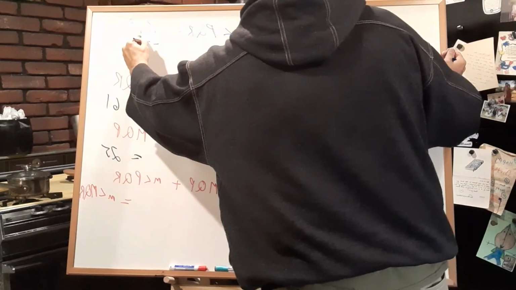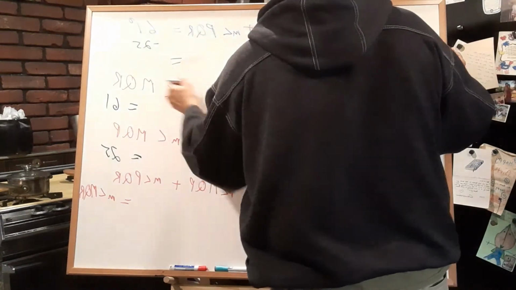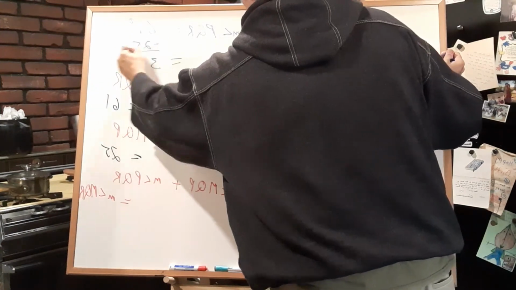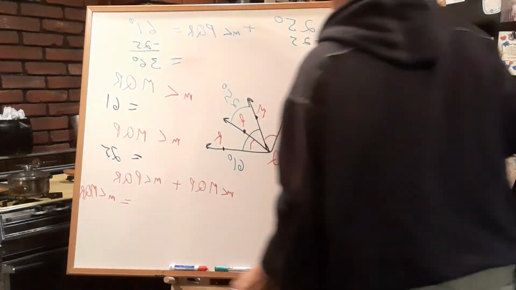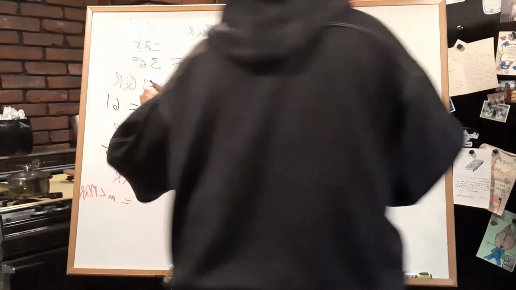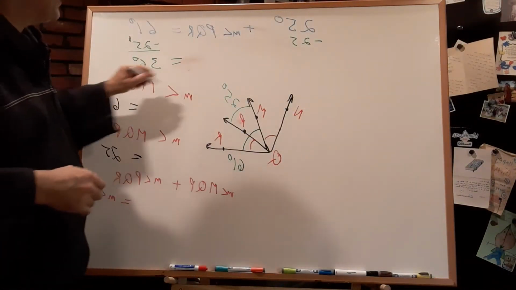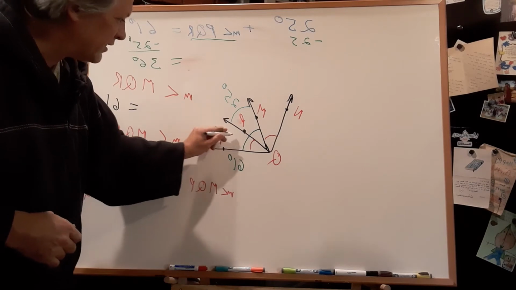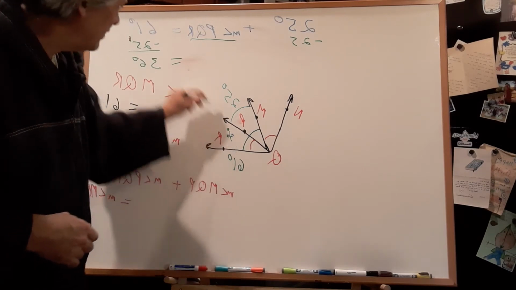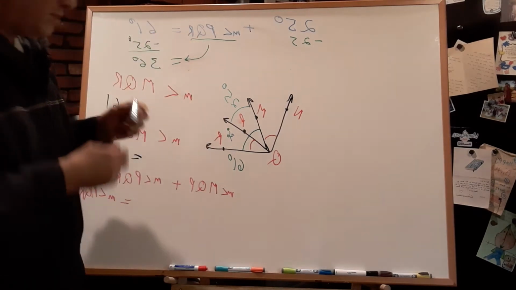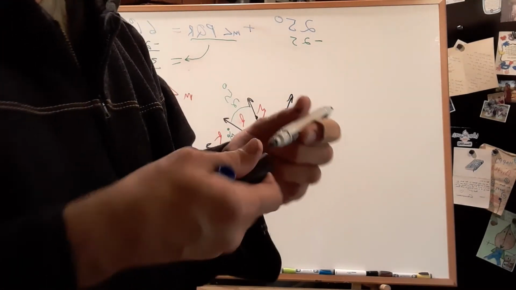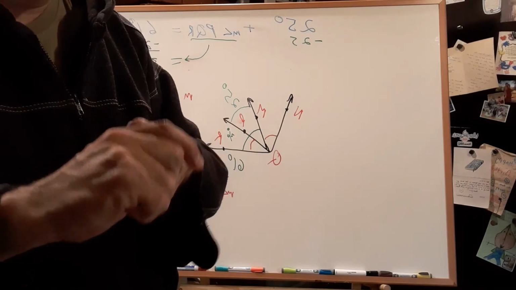25, which is equal to 30. I better get this right. 36. All right, 36, right? Yes. Okay. All right, so that means that this angle right here is 36 degrees. Capiche? Entiende? All right, I don't know the Portuguese version. Sorry.